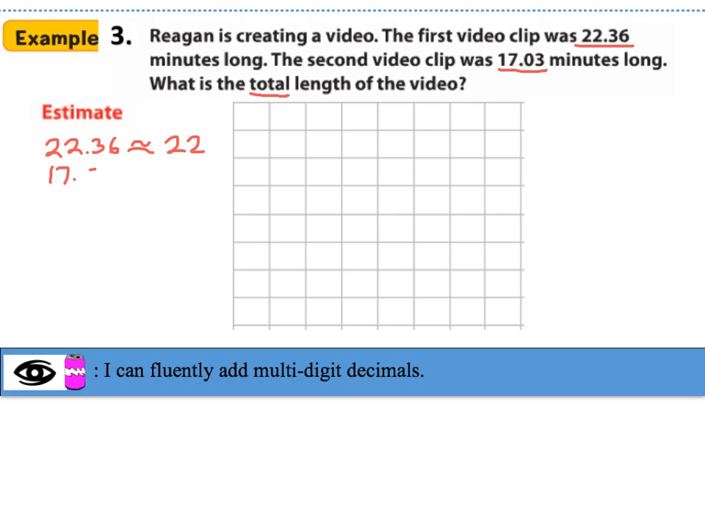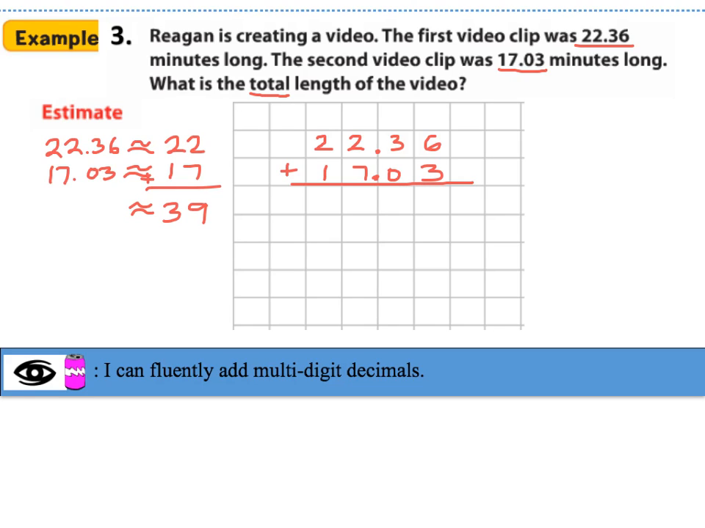And $17.03 is approximately close to $17. So if I add these together, my answer should be approximately close to $39, or 39 minutes long. It's just easier to think of decimals as money. Now let's go ahead and figure out our precise answer. In each box, I'm going to write the digits of each number, so 22.36, and I'm going to line up 17 and 3 hundredths. Notice the decimals are lined exactly up.